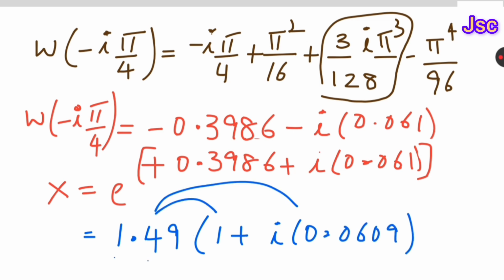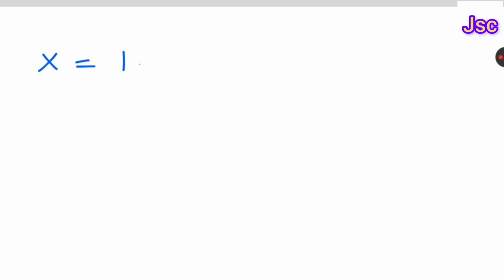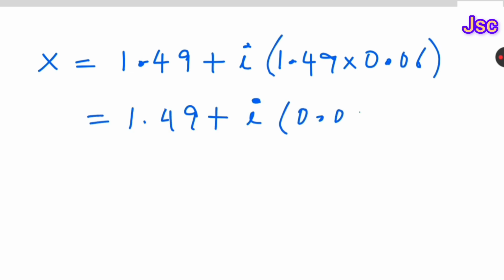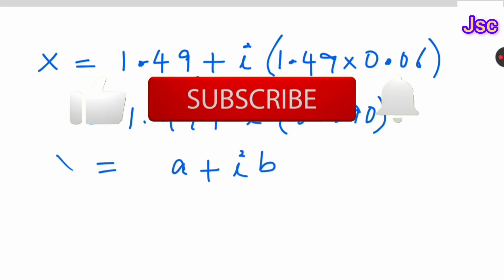1.49 times 1 gives 1.49 plus i times 1.49 times 0.06. After multiplying, you will get 0.090. So now it is in the form of a plus ib. So we showed x in the form of a plus ib.